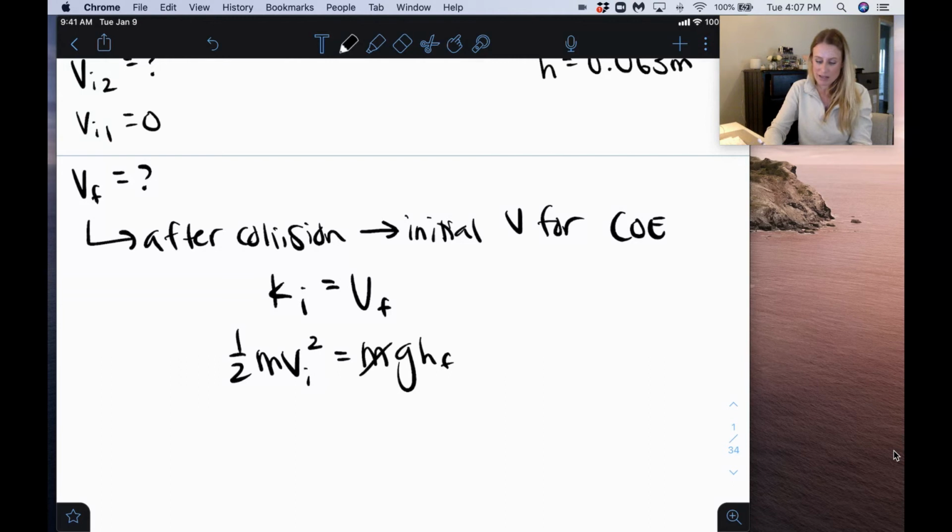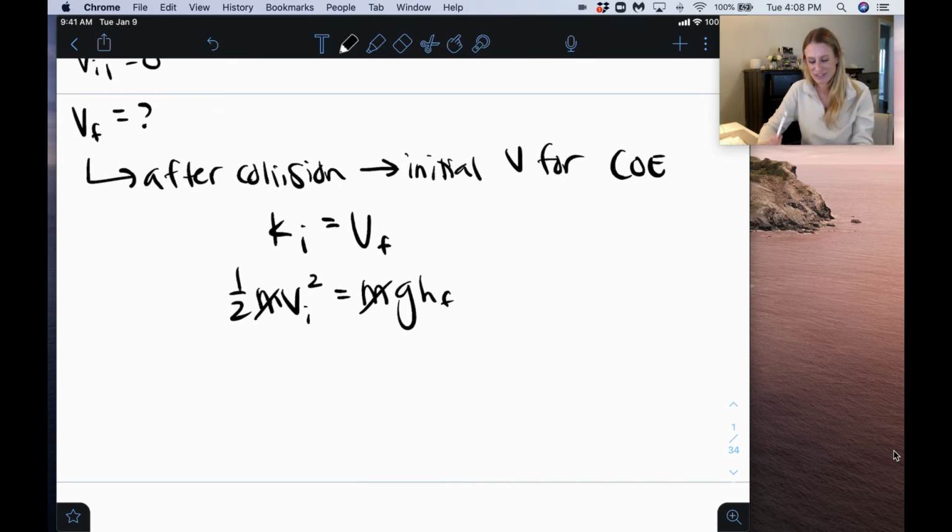Now here mass cancels out. If for some reason mass did not cancel out, this would be the mass of the block and the bullet together, because that is what has the initial velocity and then swings up to a final height. For example, if there was a spring involved and you had to use conservation of energy with a spring, that potential energy is 1/2 k x squared. The mass wouldn't cancel out, and you would have to use the mass of both of them as the total mass. But here it canceled out, so it's okay.